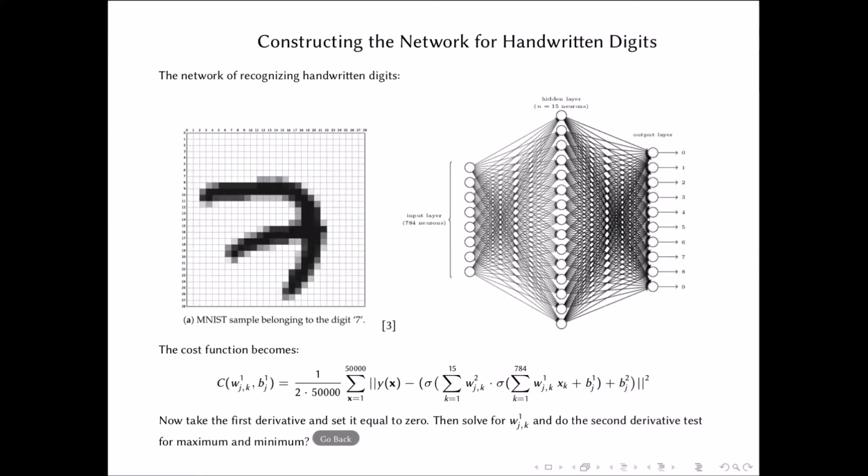Now we already know the output. So we have this cost function, we have the activation function. Now we want to look at a more complex example. This network here is the one we're going to use to recognize handwritten digits.